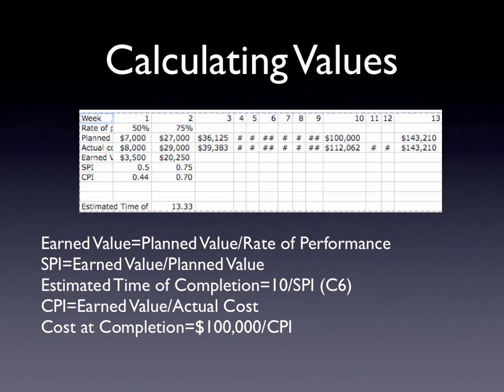Now we must find out the cost performance index to determine what the cost at completion will be. The CPI is earned value divided by actual cost. This yields 0.44 for week 1 and 0.7 for week 2.